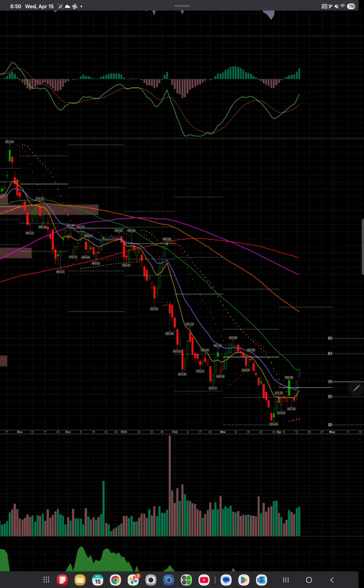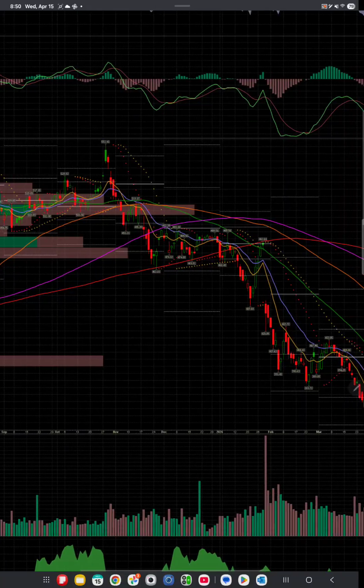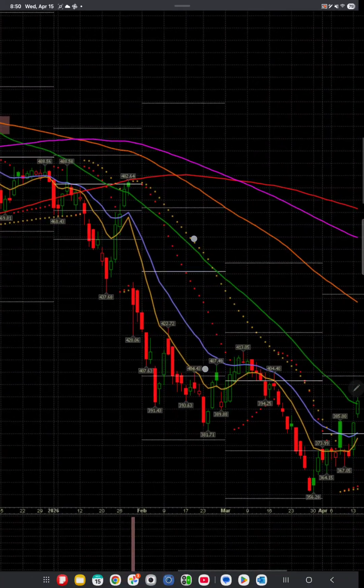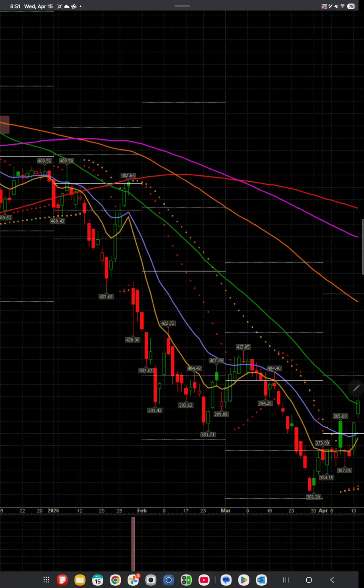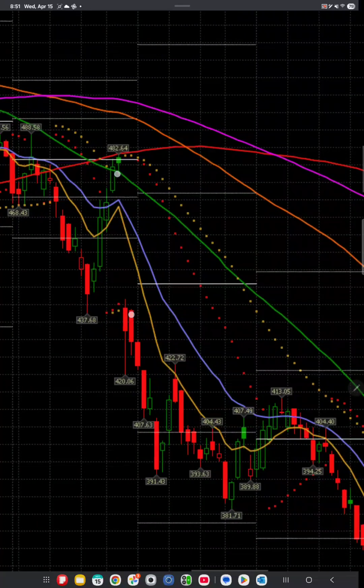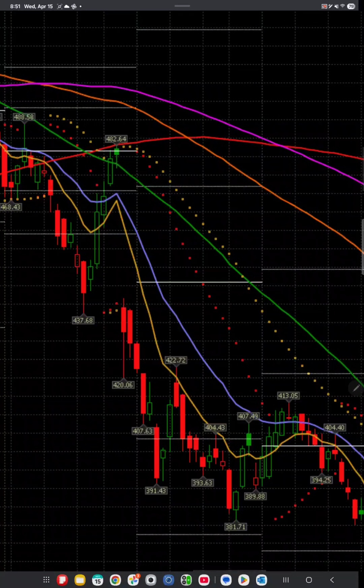So what's most important is the gap that it created sometime in the last week of January. So it started about 482 and it cut at about 437 there. So this gap here will be filled eventually. That's a massive gap.